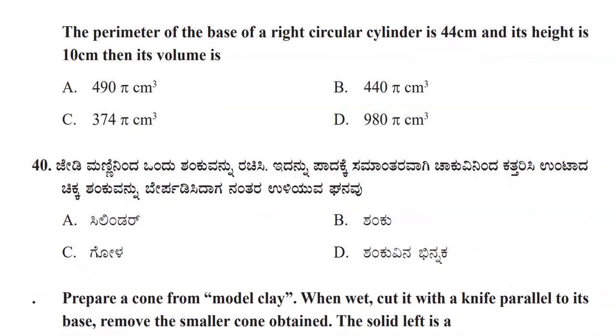Next, question number 39. The perimeter of the base of a right circular cylinder is 44 cm and its height is 10 cm, then its volume is. Children, if we solve this problem, we get 440 cm cube. But we are not sure why pi is given in the option along with this answer. According to this question, option B is the correct answer, but without pi. We will rectify this mistake. What is the exact answer? Definitely we will give it in the description below.